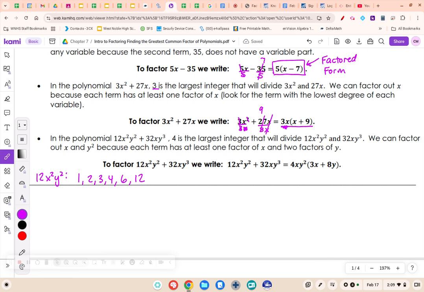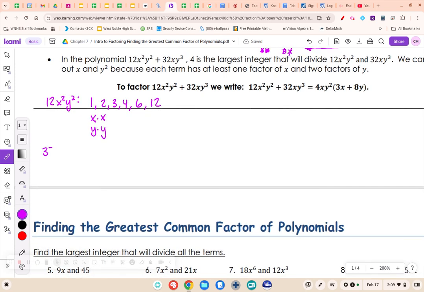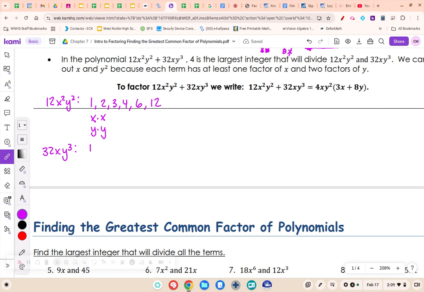And then, when it comes to the letters, the variables, I've got x, and y, and y. I'm just trying to make this very visual for you guys. For 32xy cubed, we write out the factors of 32. That is 1, 2, 4, 8, 16, and 32. We've got 1x and we've got 3 y's.